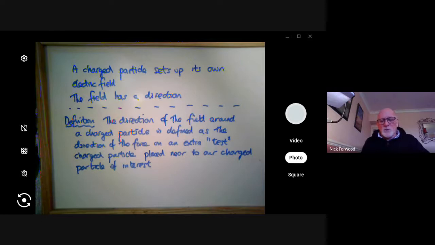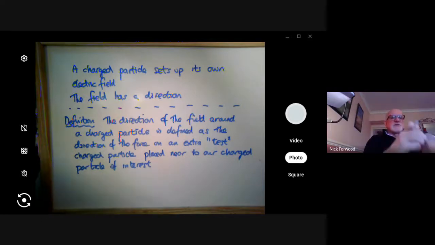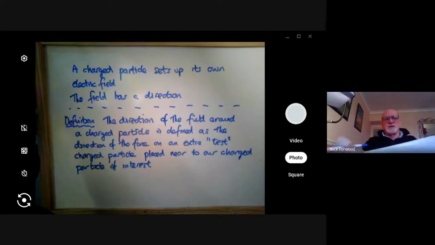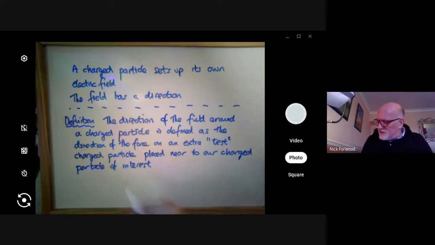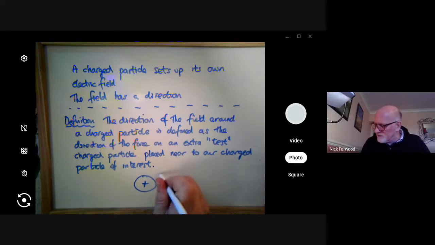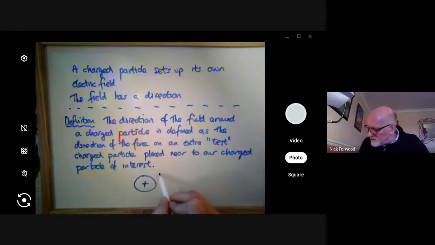What we're going to do is take our charged particle of interest. Let's say I'm interested in a positive particle. Here's a positive particle, okay? And around it, it's set up its own electric field. So around it is something invisible going on that we want to determine. Whatever it is, this field has a direction. And we can tell what the direction is by taking an extra test charged particle. And here it is. Here's our extra test particle.